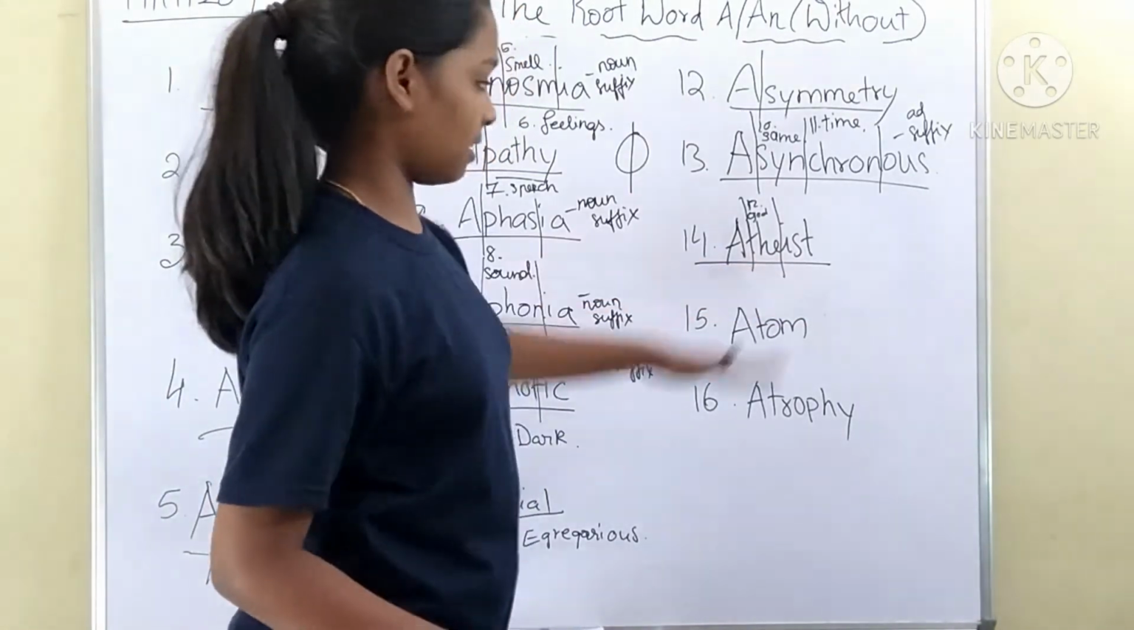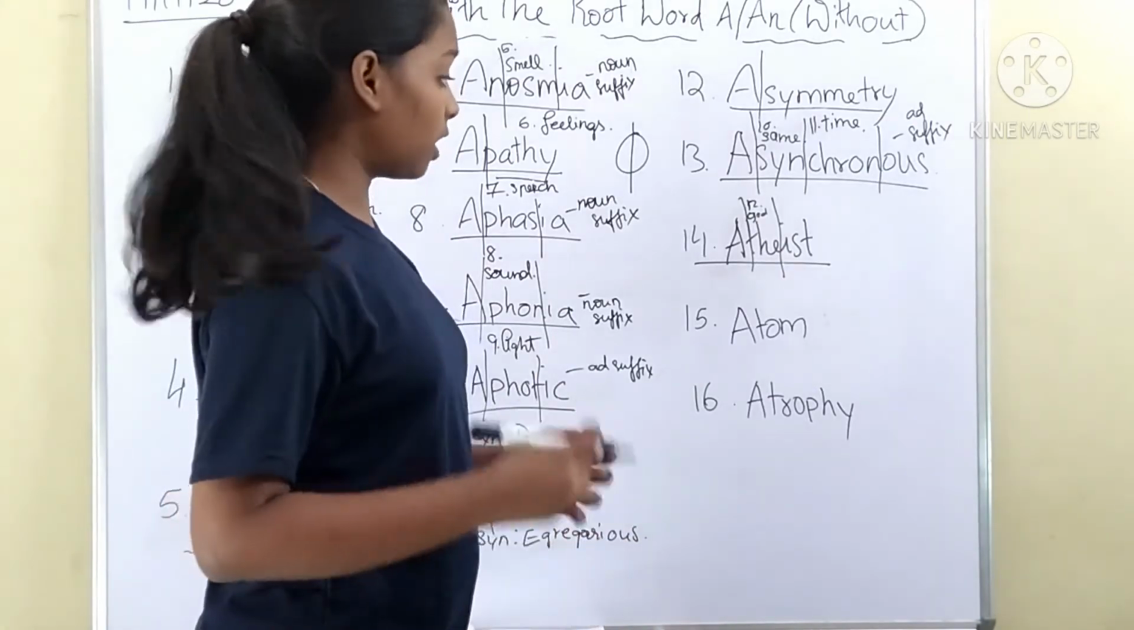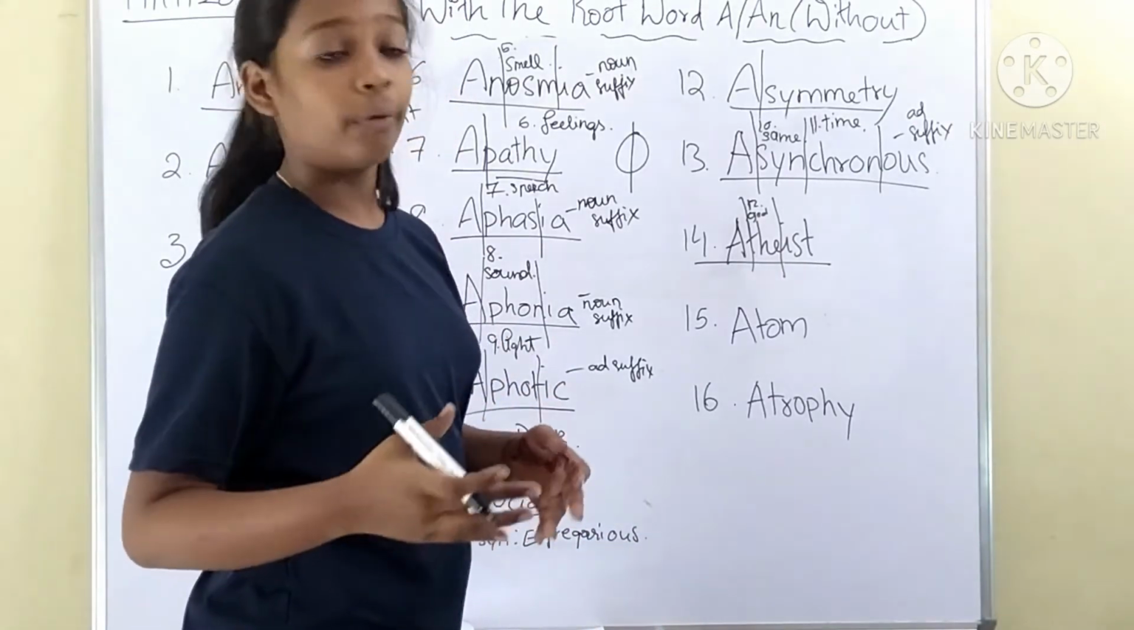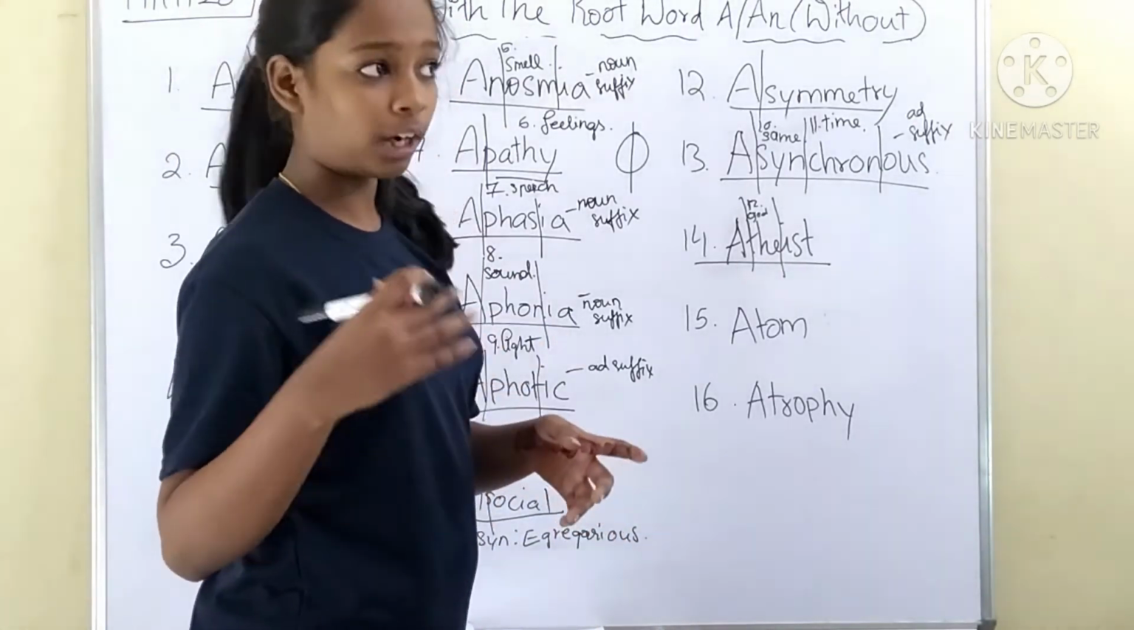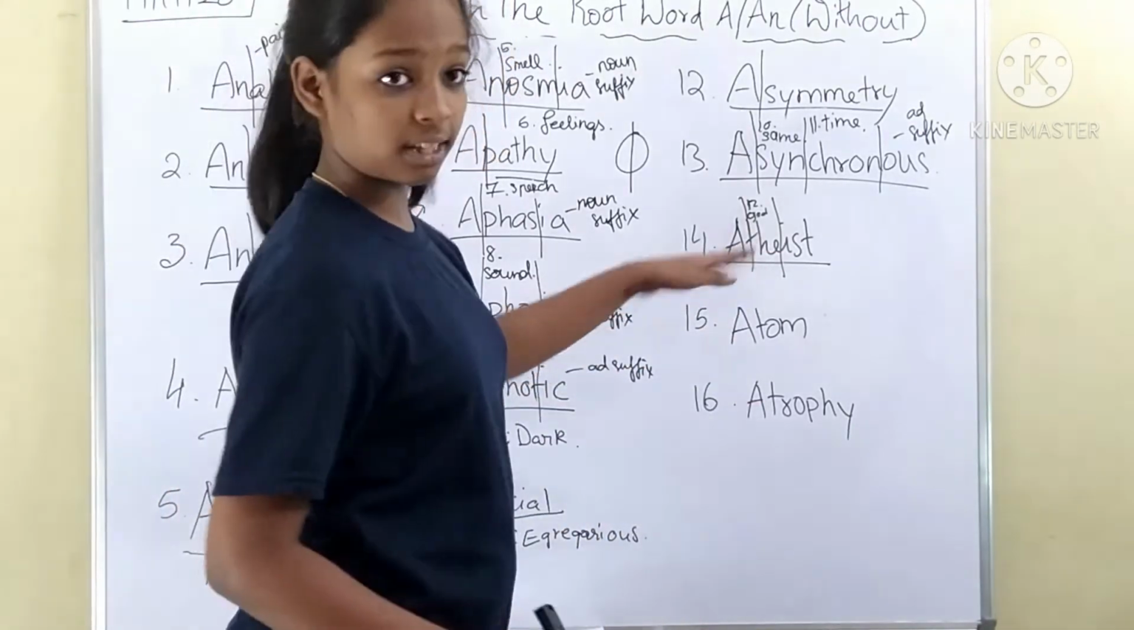So the word atheist. Atheist means one who doesn't believe in God. One who thinks there is no God and no one exists. So that person is known as an atheist. And the word is a noun.